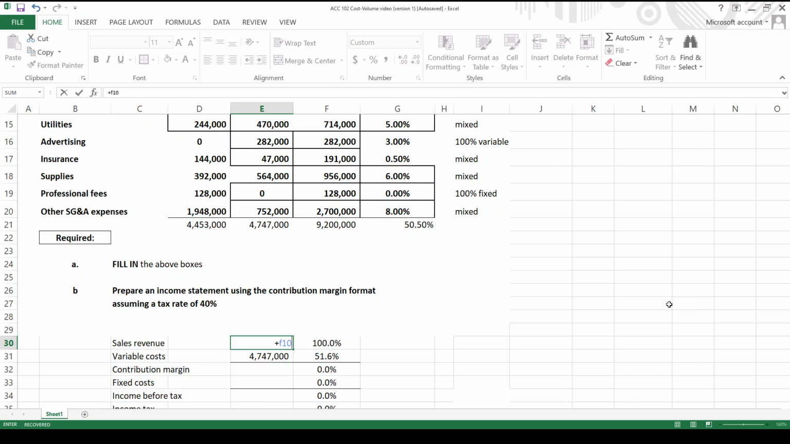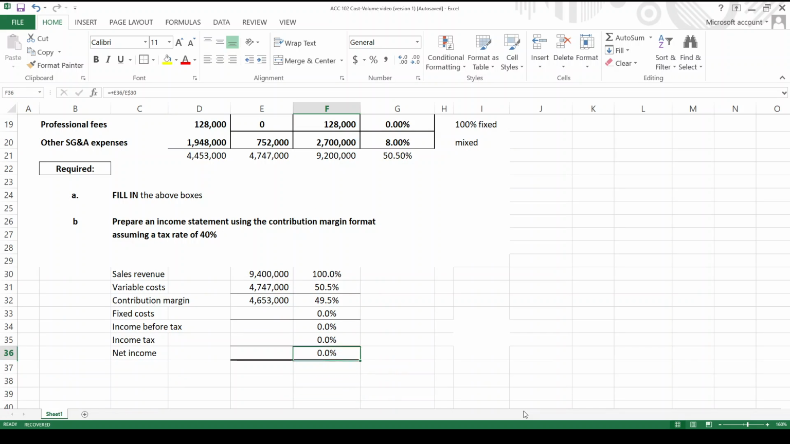How did I know that was wrong? Because I knew this had to be 50.5. The total of the variable costs. Okay? Contribution margin, subtract. These three numbers always add up to 100%, which comes in handy in the next little problem. Fixed cost, 4453. Subtract from the CM. Get 200K.